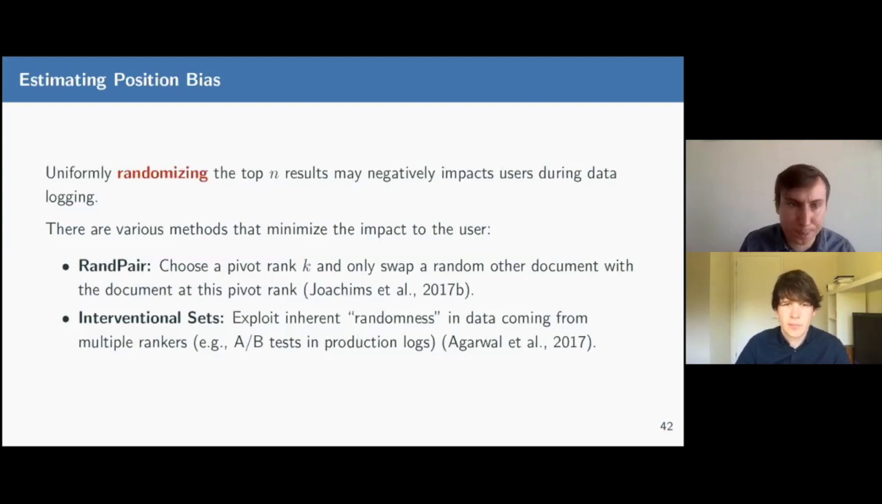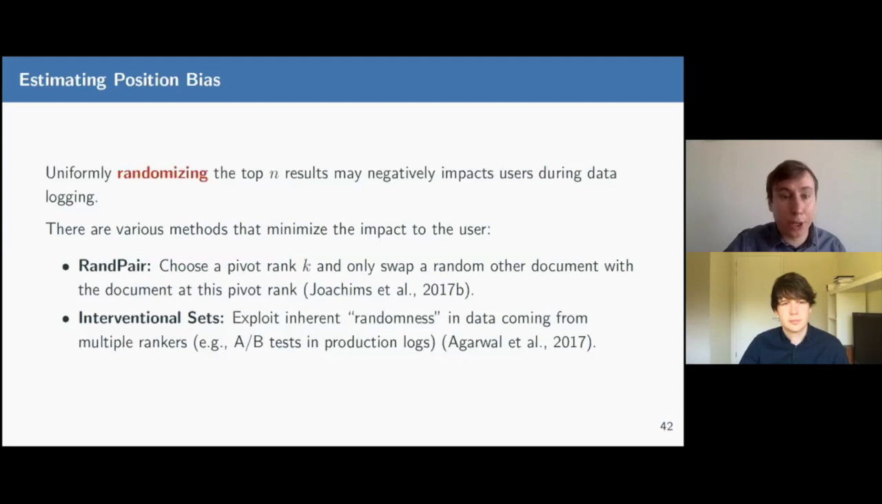So what you're saying is you would take, for instance, document 1 and 2, and then sometimes show them in one order, and sometimes 2 and 1. Exactly, yeah. And then at some point you would know something like 2 has half the chance of being observed as 1. Exactly. Yeah, and then you typically choose one pivot rank, say rank 3, and then you swap rank 1 and 3, or rank 4 and 3, or rank 6 and 3, but you keep that pivot rank the same.